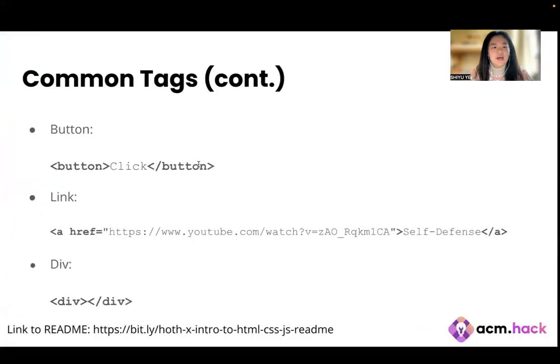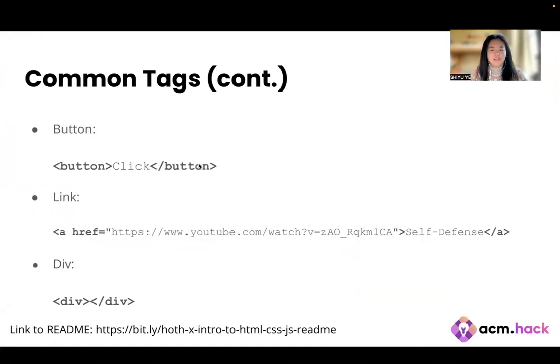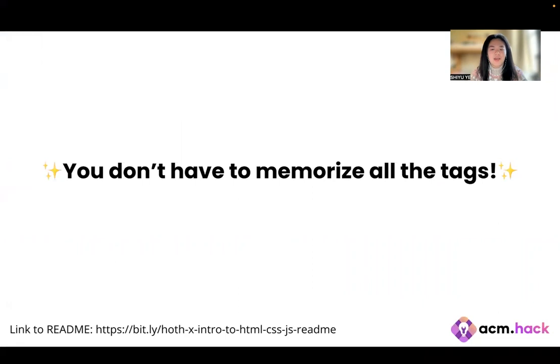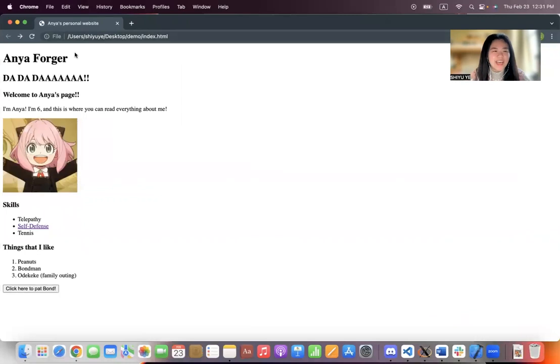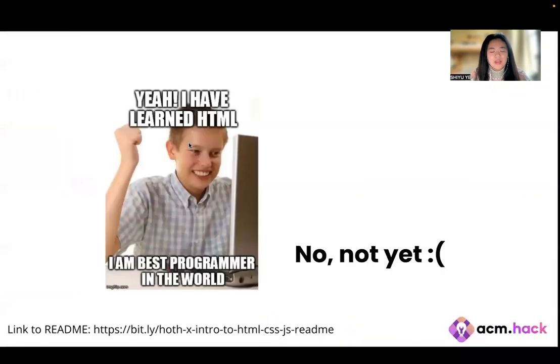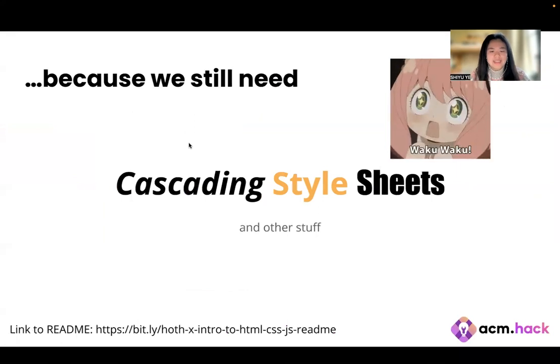Cool. So we have covered a lot of tags over here, but just so you know, you don't have to memorize all the tags. As I have said, you can look at them online when you need them. They're pretty easy to look up online. And that's basically it for HTML. Now you might be thinking, yay, I have learned HTML. I am the best programmer in the world, but not yet. Because look at our website. It's so lame. Everything is black and they're all in the same fonts, and that's not really a good website. So we will still need cascading style sheets and other stuff to make our website better.